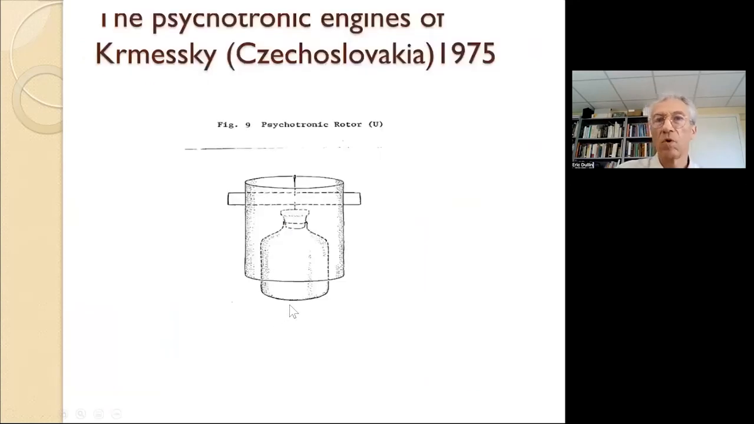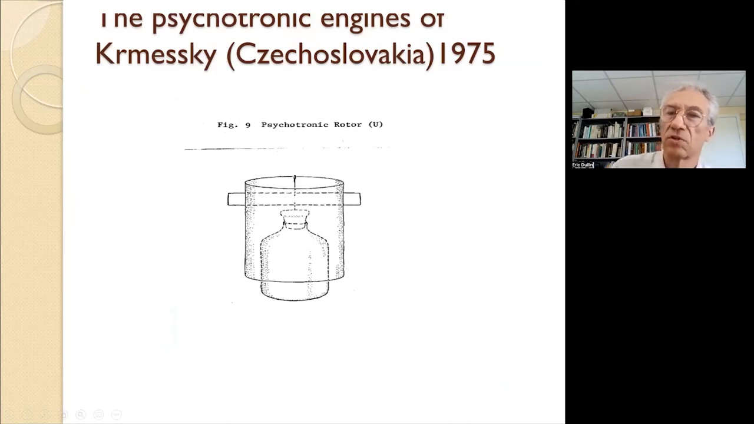So other people worked on this in 1975. Kremsky in Czechoslovakia made new psychotronic motors, which look very much like the Tremblant motors before. You have the same approach with a needle and a cylinder. And he arrived at the conclusion that when you are below a glass jar, you can have some movement that you can't explain, but it is very slow.